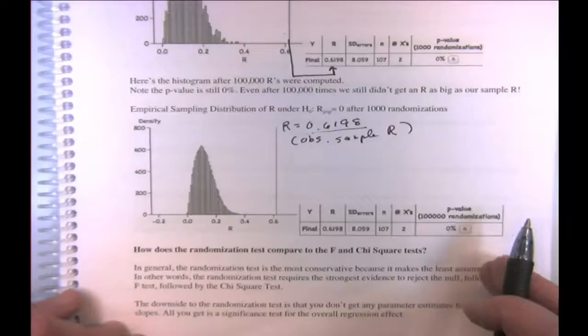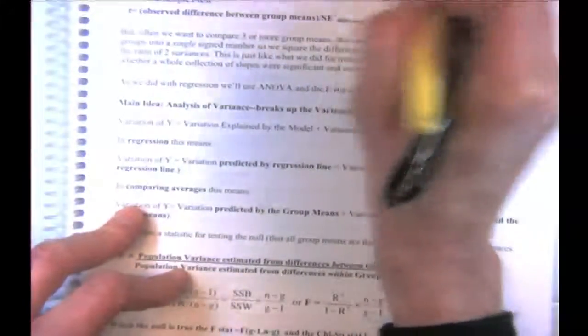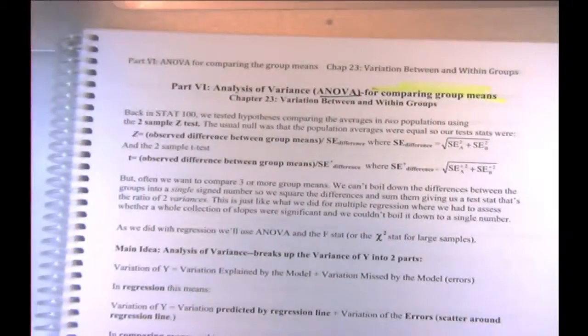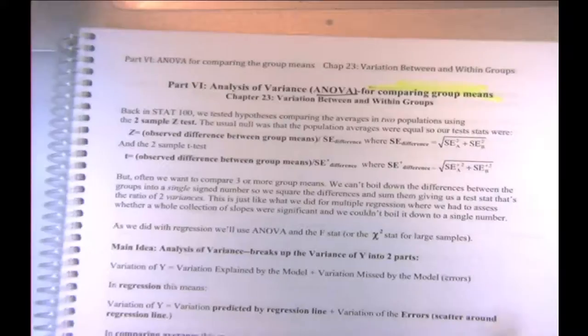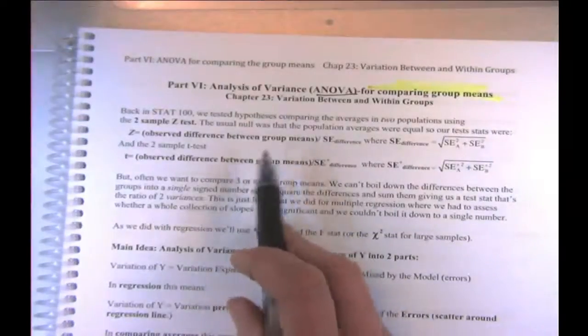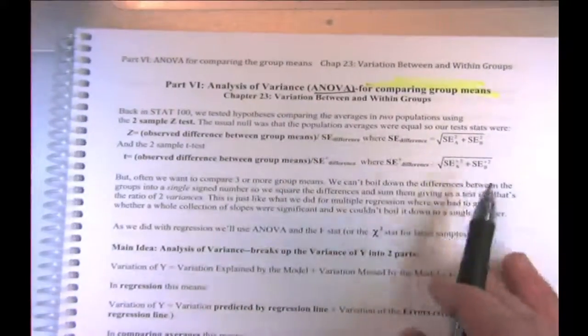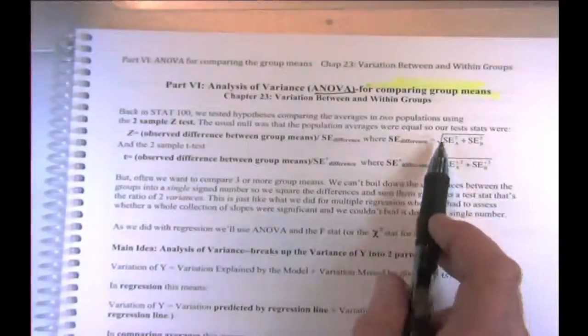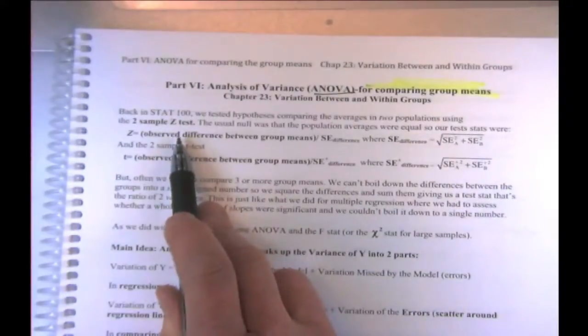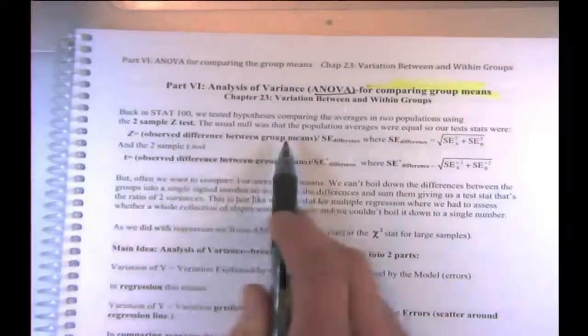Okay, so that's the idea. Now, last section before the exam is ANOVA. And it's ANOVA for comparing group means. All right. So, back in Stat 100, we tested hypotheses comparing the averages of two populations, right? Using the two-sample z-test, or t-test. And the usual null was that the population averages were equal.